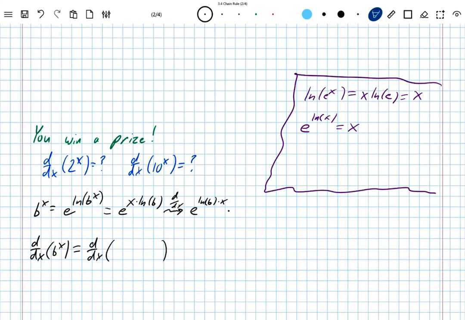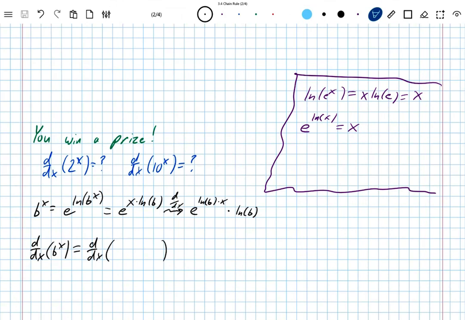Natural log of b looks scary, but it's just a constant. And so this becomes just natural log of b. A constant times x, if I take its derivative, I just get the constant. So that's all I really have here. All right, neat. It doesn't look that pretty, but this really is just our chain rule in action. We rewrote it in a way that my chain rule could work.